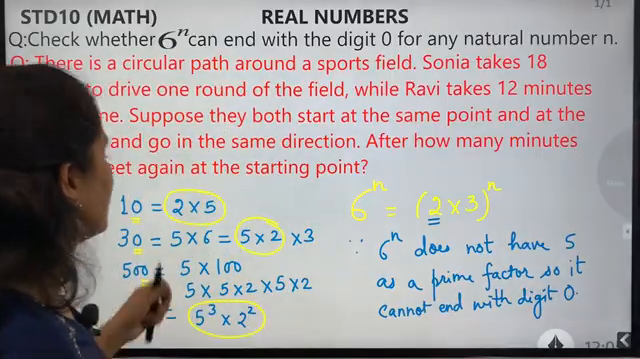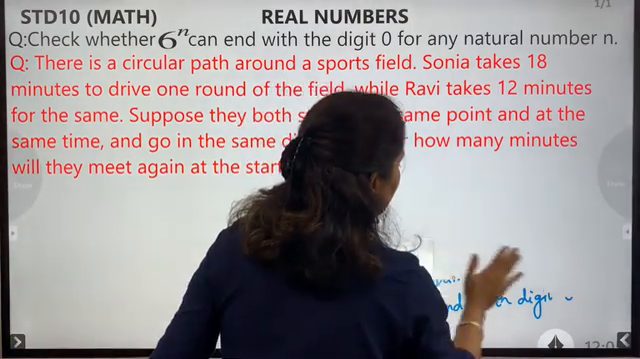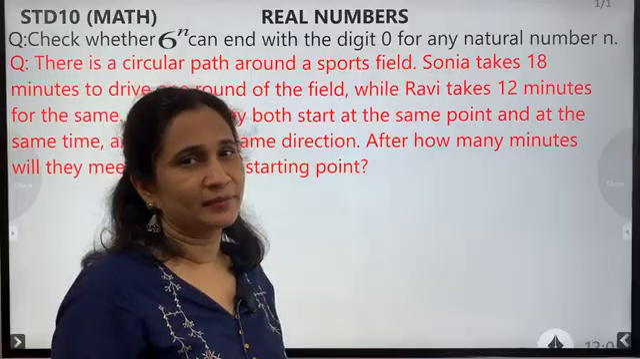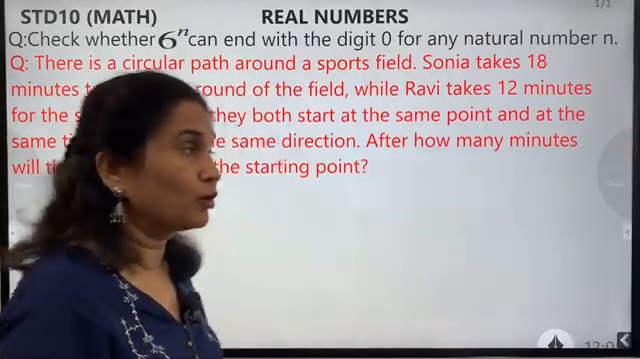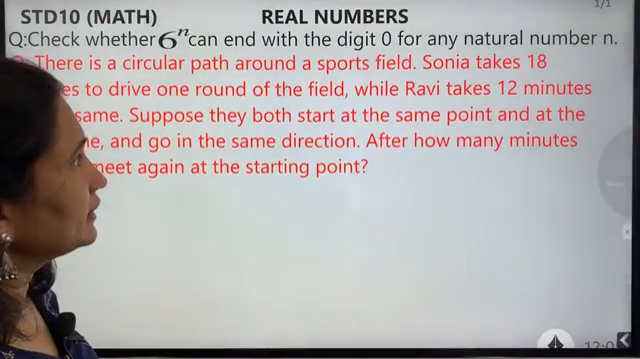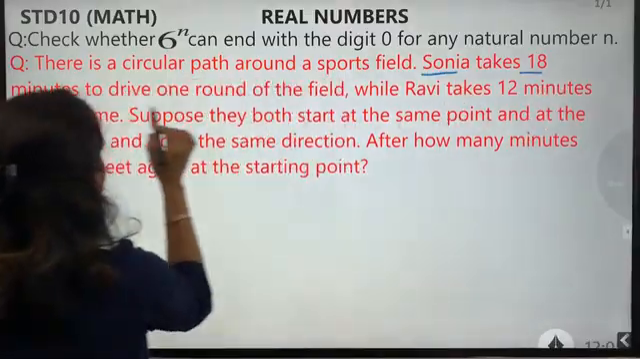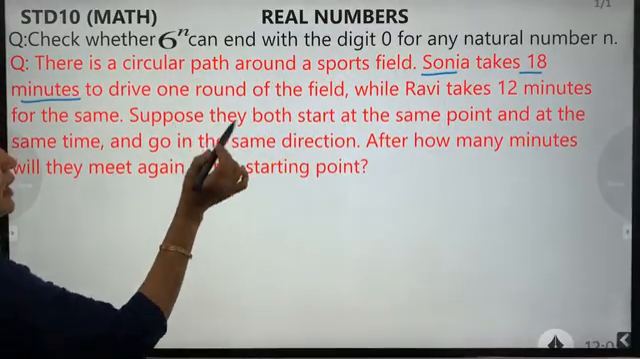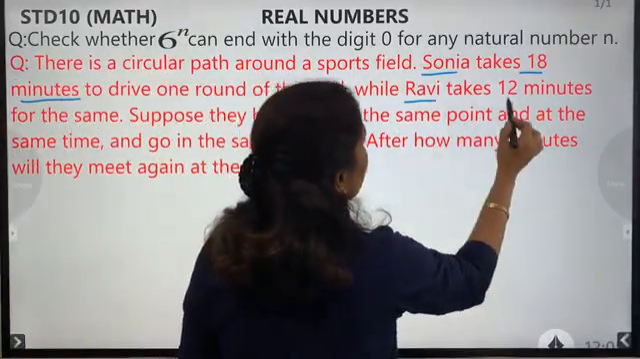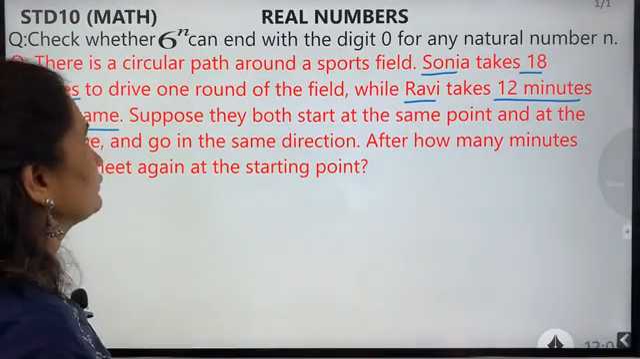Okay, coming to the second sum, a very interesting word problem, and it really tells you how the application of LCM and HCF can be in a word problem. I am reading the sum. There is a circular path around a sports field. Sonia takes 18 minutes to drive one round of the field, while there is a boy Ravi who takes 12 minutes to complete one full round of the field.